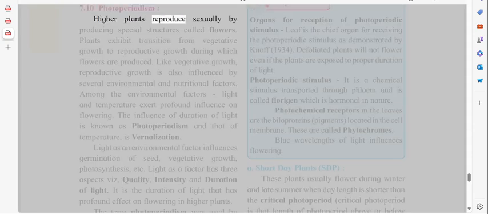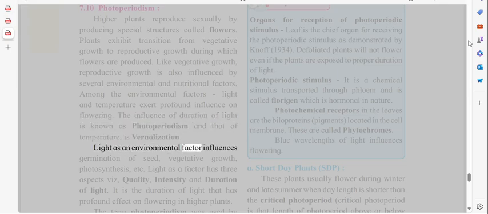Higher plants reproduce sexually by producing special structures called flowers. Plants exhibit transition from vegetative growth to reproductive growth during which flowers are produced. Like vegetative growth, reproductive growth is also influenced by several environmental and nutritional factors. Among the environmental factors, light and temperature exert profound influence on flowering. The influence of duration of light is known as photoperiodism and that of temperature is vernalization.